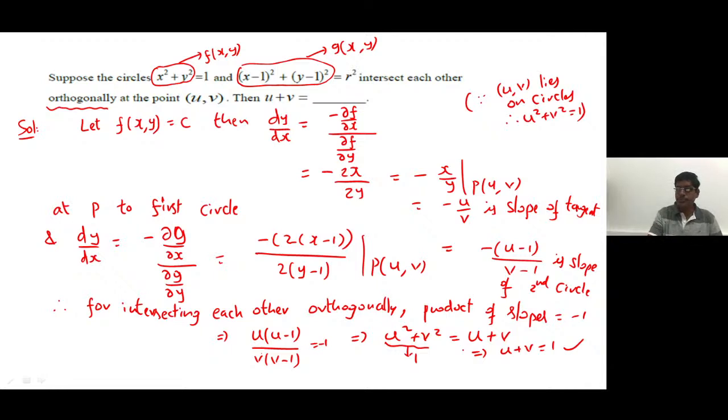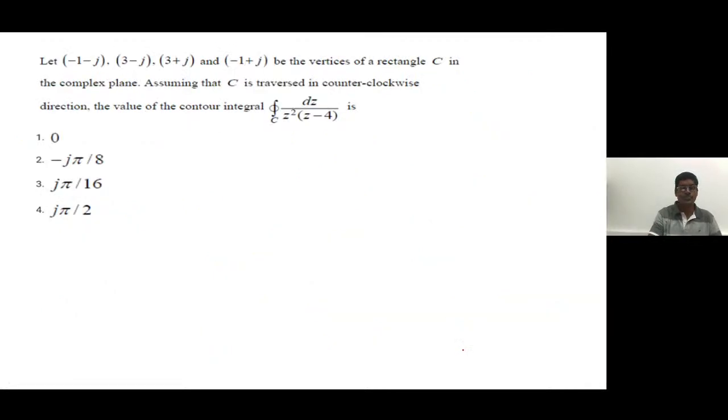The next question is a complex variables related question. Let minus 1 minus j (some people denote it by i), 3 minus j, 3 plus j and minus 1 plus j be the vertices of a rectangle C. A rectangle has 4 vertices in the complex plane. Assuming that C is traversed in the counterclockwise direction, the value of the contour integral over C of dz by z square into z minus 4 is. So first of all, the curve direction is counterclockwise, that is anticlockwise, positive.